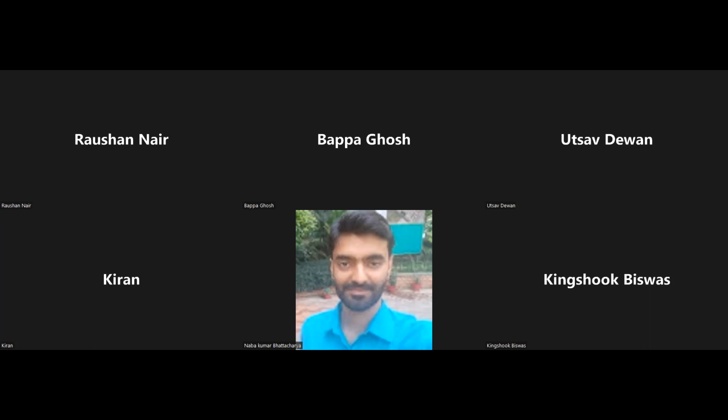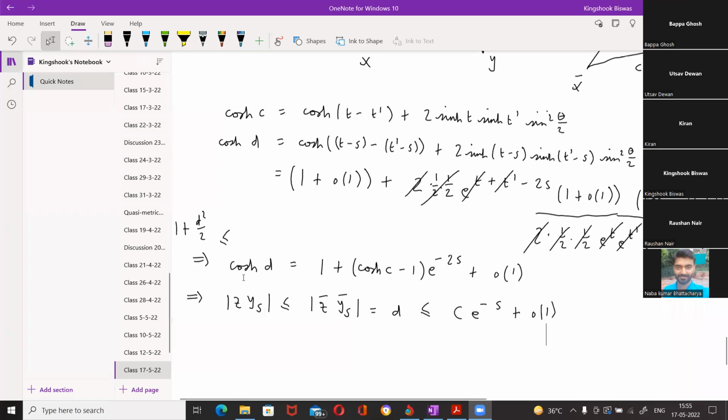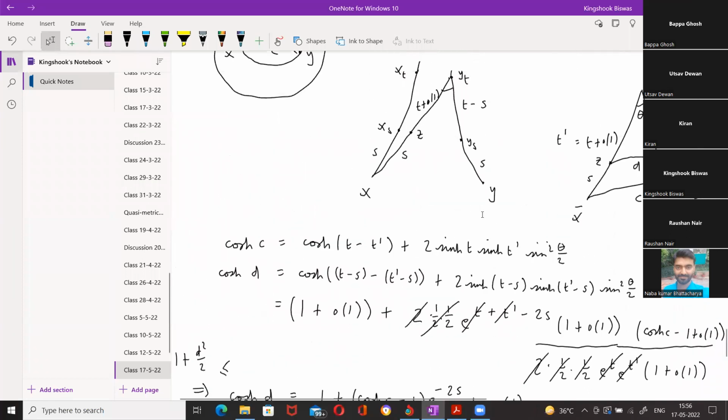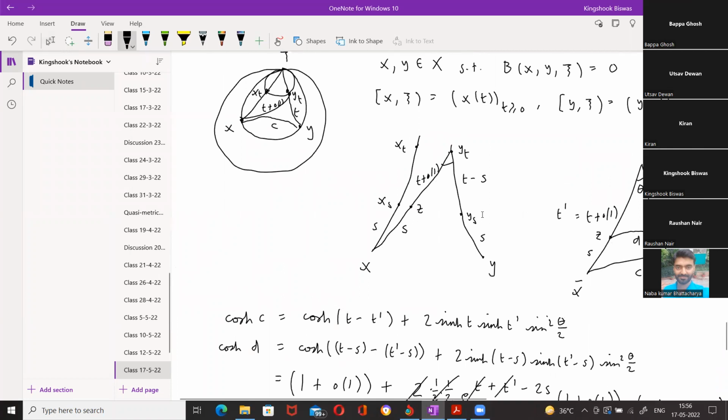So let me just share my screen. All right. So you see this. So this d is less than a constant times e to the minus s, right? Yes, sir. All right. So that gives us an estimate for the distance between z and ys. This is like e to the minus s times a constant. And now I have to check between xs and z, right? But this distance goes to 0 because I basically look at xt and yt. So I know this distance is bounded, right?